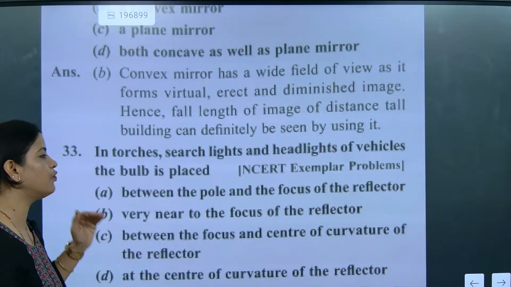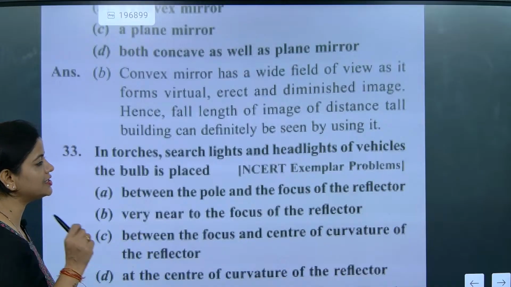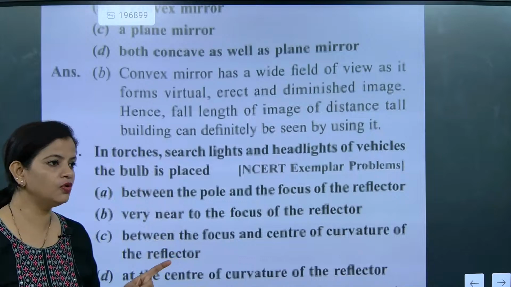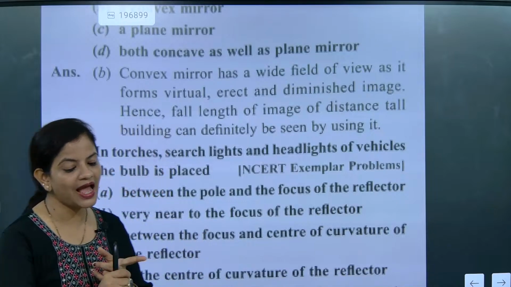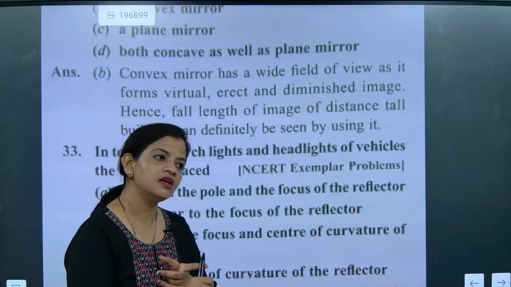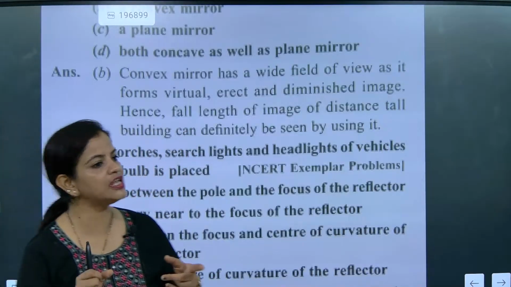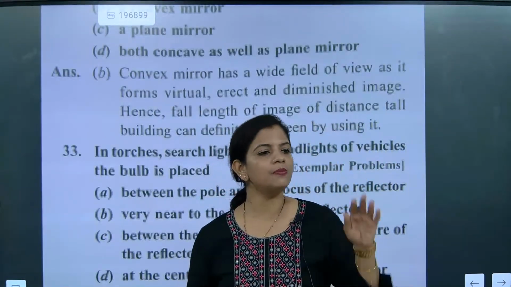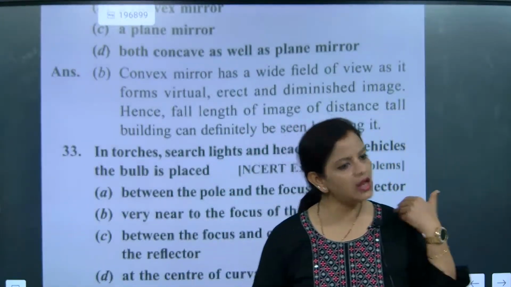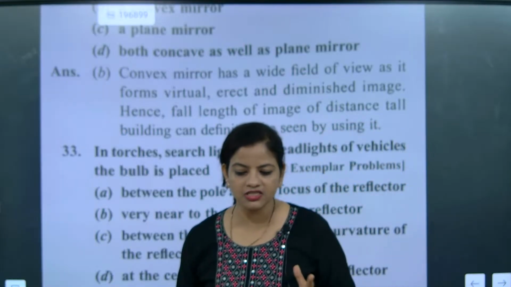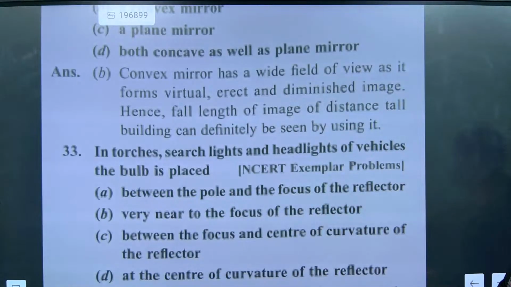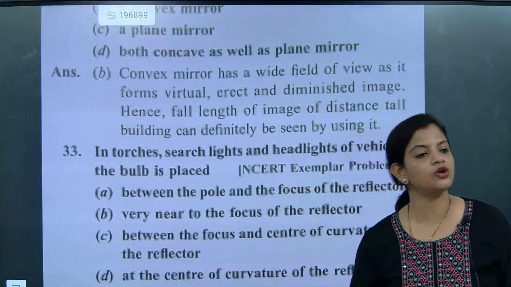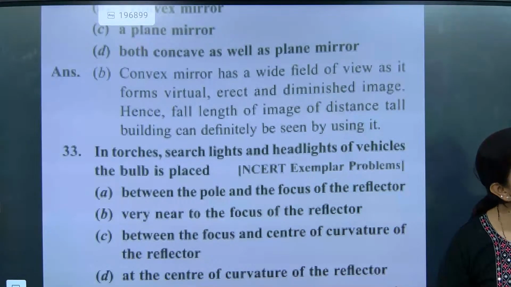See, first between focus and pole. When an object is kept at focus, the image is obtained at infinity. We know this now. Object kept at focus, image obtained at infinity. Understood? So if I keep the bulb at focus, the rays will go to infinity. Are you understanding the concept now? Now you can answer. If I keep the bulb near the focus, the image will be exactly at infinity.